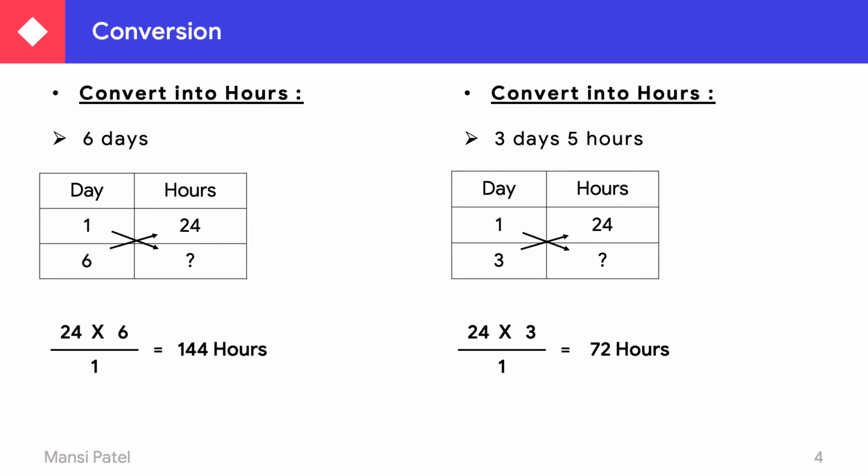Now you see, we converted these days into hours. So we can say that 3 days is equal to 72 hours. But after that, 5 more hours were also given to you. So just do the addition of 72 and 5. So we can say that 72 hours plus 5 hours is equal to 77 hours.